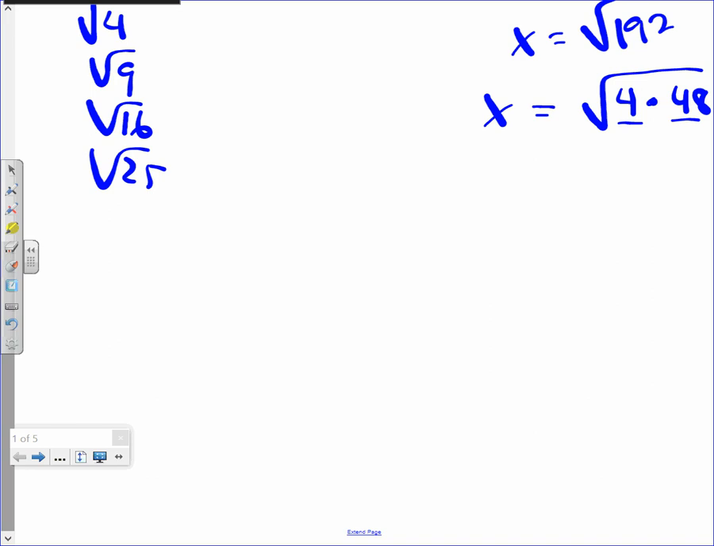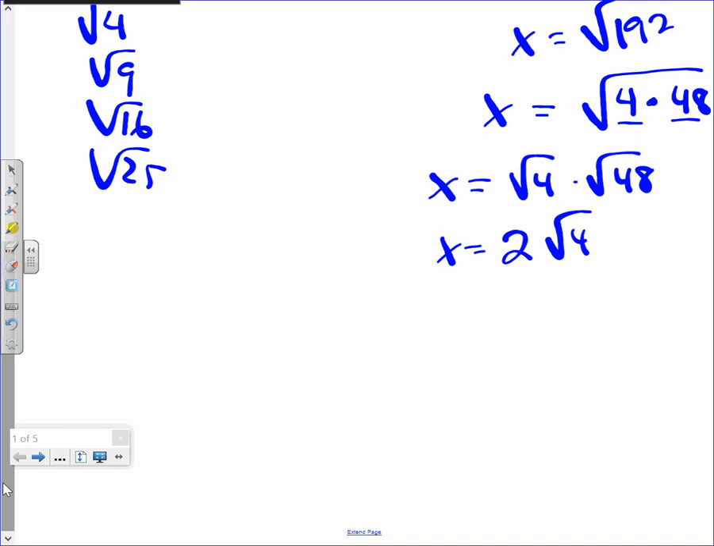So watch this now. x then is going to be the same as the square root of 4 times the square root of 48. Once I make the two factors, I go ahead and separate them into their own square roots. So x then is going to be square root of 4. That's a perfect square. That becomes 2. So 2 times the square root of 48. This is a simplified version, but 48 can still be simplified even further, because 48 also has perfect square factors.